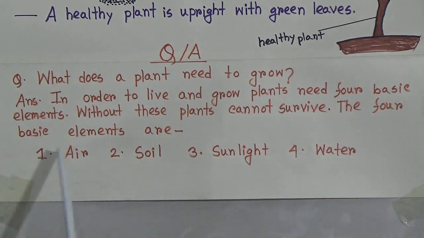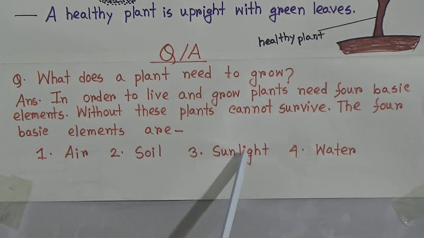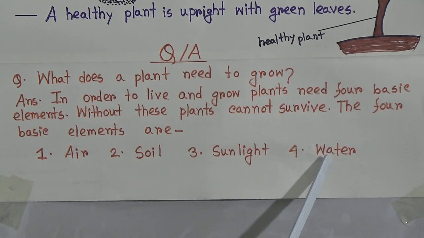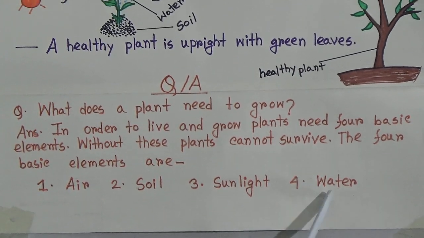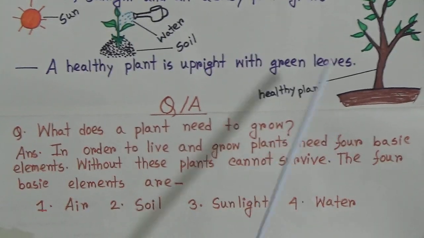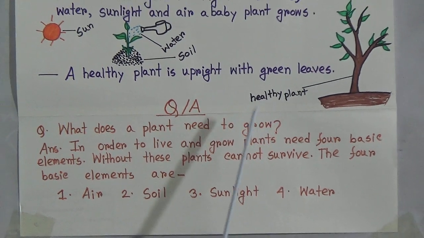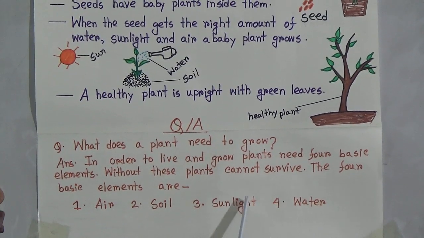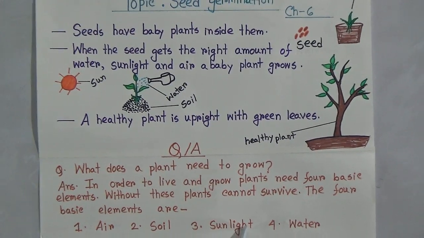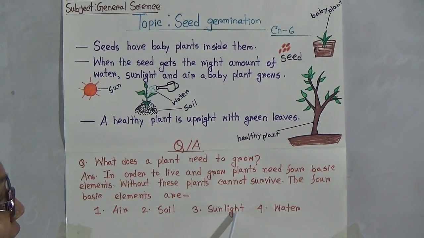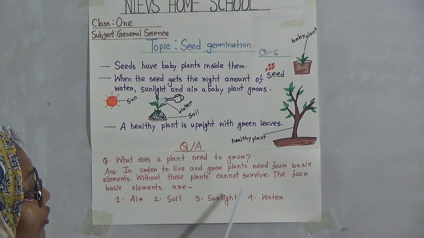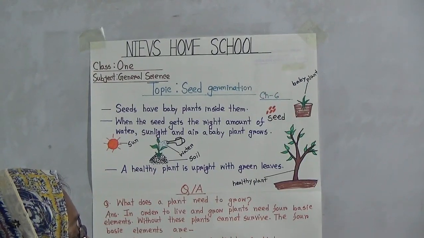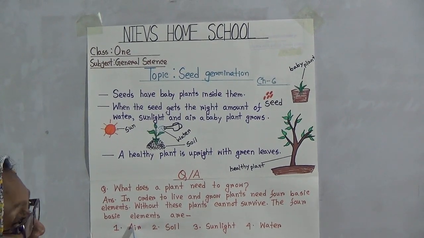The 4 basic elements are air, soil, sunlight and water. Again, air, soil, sunlight and water. You have to plant the seed in the soil. Then sunlight is very important, because using this sunlight the seed will germinate, and also for germination this seed will use water and air.